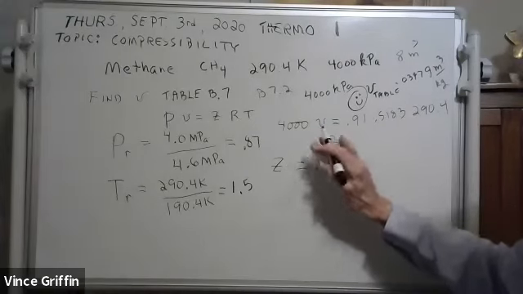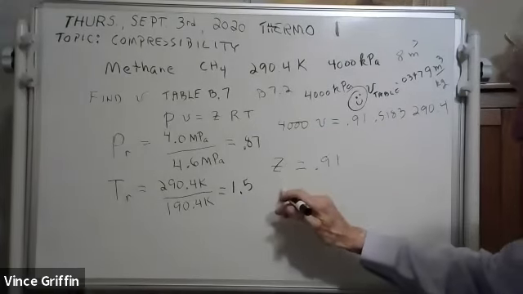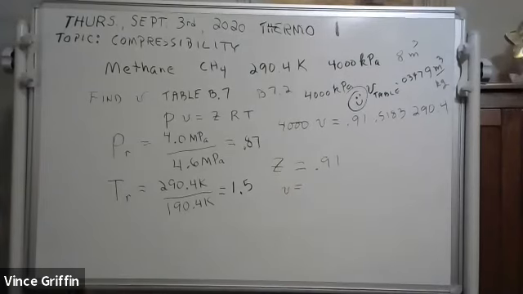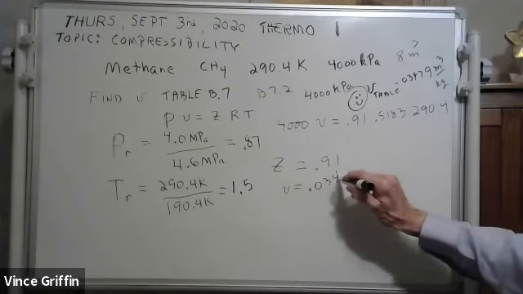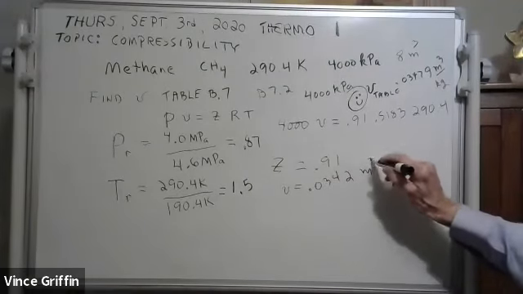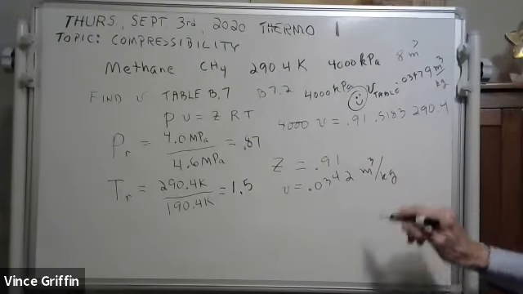Now we're going to solve that and we're going to get the value of the specific volume using compressibility. Here goes. Plug all that in. Here goes. And thanks for your help. Okay, I'm getting a 0.0342 cubic meters per kilogram.